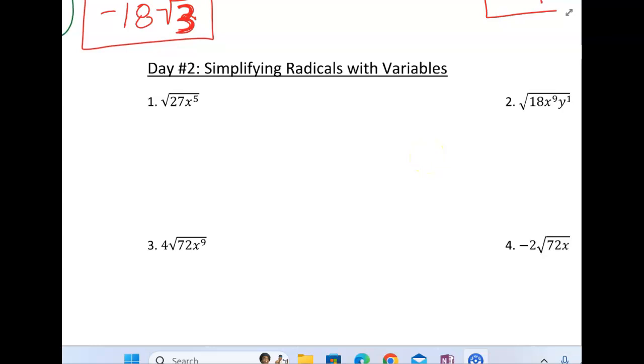Okay, so if I look at number 1 here. Now this isn't so bad, but some of these radicals start to look really, really bad. So I like to simply break this apart into smaller components. So I like to write this as the square root of 27 times the square root of x to the fifth. And then I can look at the square root of 27 and the square root of x to the fifth separately. So square root of 27 we did yesterday.